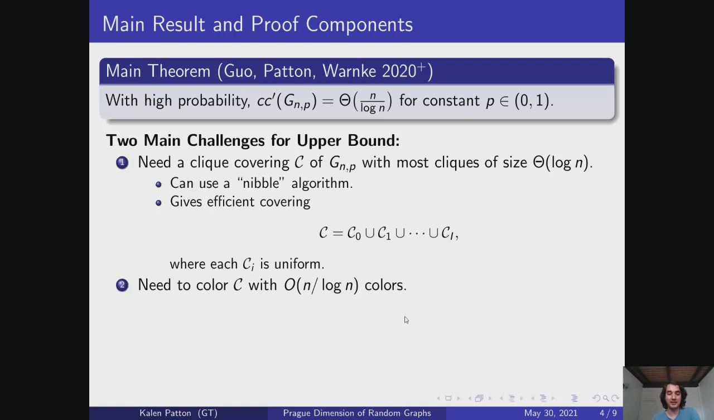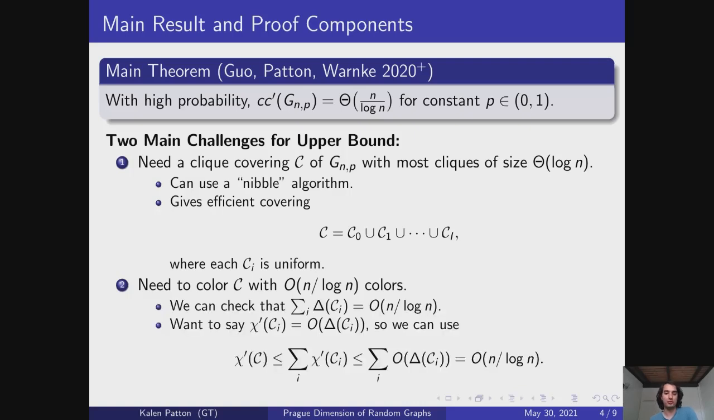Okay, and then for our next step, coloring this clique edge covering, our basic strategy will be to color the clique covering C by coloring each of these partial clique coverings with a disjoint set of colors. And when we color each of these with a disjoint set of colors, the first thing we can check is that the sum of the maximum degrees in each partial clique edge covering sums to a value on the order of n over log n.